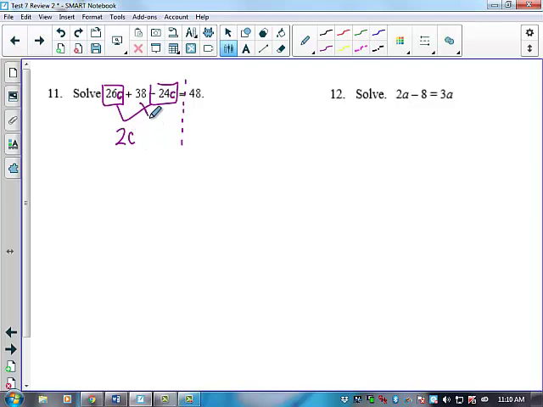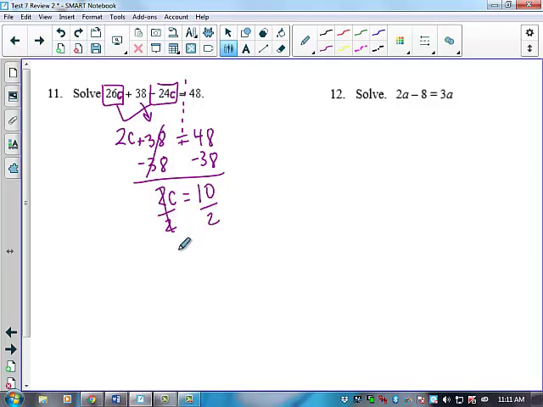C stays the same. Drop down my positive 38, equals 48. Trying to get C by itself, so I'm going to move this 38 over. So I'm going to subtract 38 because it was being added. When I do that, I have 2C equals 10. To get C by itself now, I'm going to divide by 2 on both sides. So C is equal to 5.